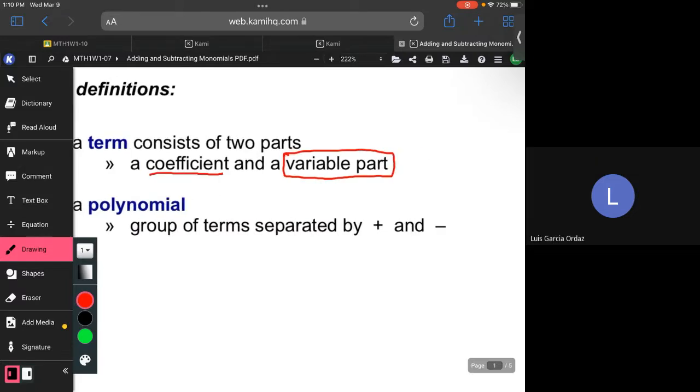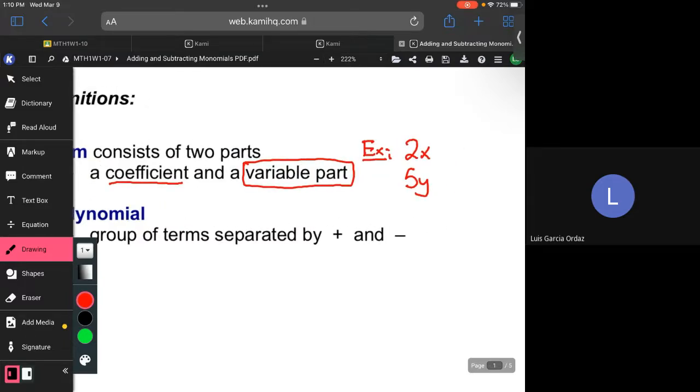Can someone give me an example of a term? What would a term be? Kareem? 2x. Someone give me another example. Matthew? 5y. 5y, and one more. Claire? 6d? Yeah, sure. 6d.